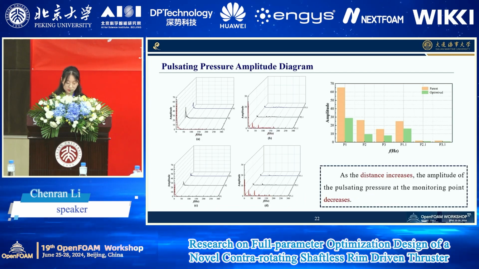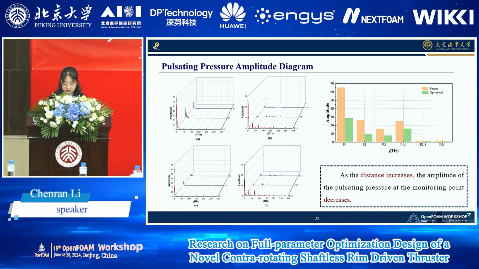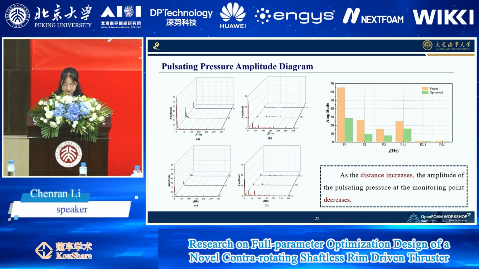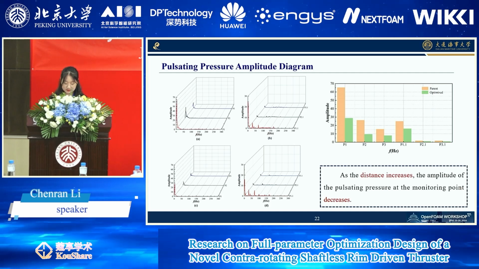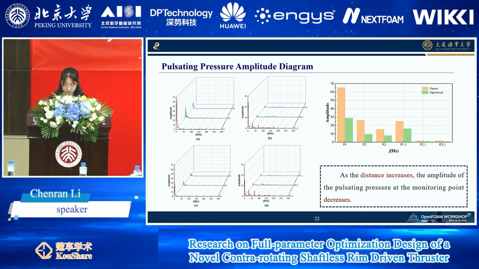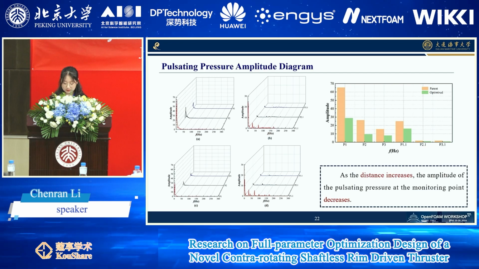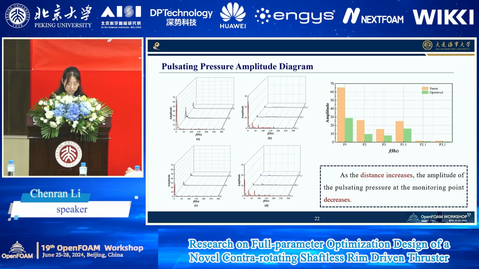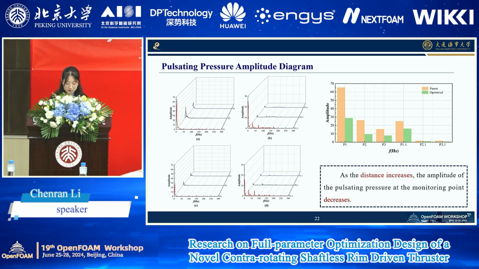As the distance increases, the amplitude of the pulsating pressure at the monitoring point decreases. The optimized counter-rotating RDT has lower pulsating pressure amplitudes at the first blade frequency at both axial and radial monitoring points compared to the original prototype structure.